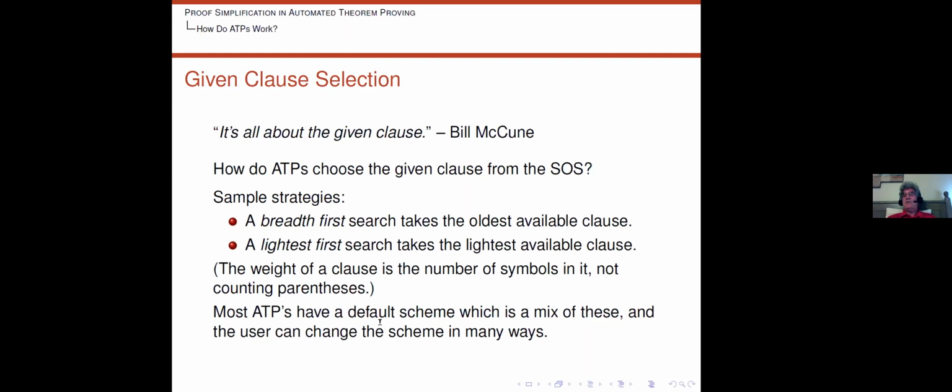Well, there are many strategies. Common ones in the early days of automated theorem proving were breadth first. A breadth first search just simply takes the oldest available clause. A lightest first search is another one, where you take the one that has the least number of symbols. Most ATPs, however, have a default scheme, which is a mix of these things: take an old clause, take some light clauses, things like that. And users can change this in almost any system.